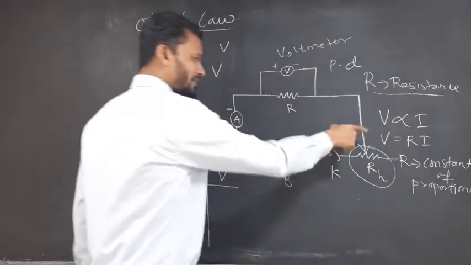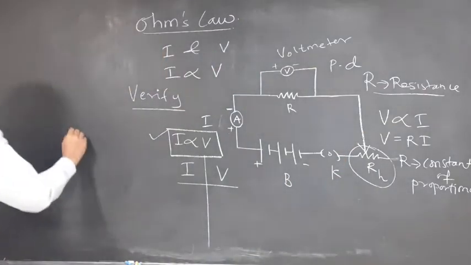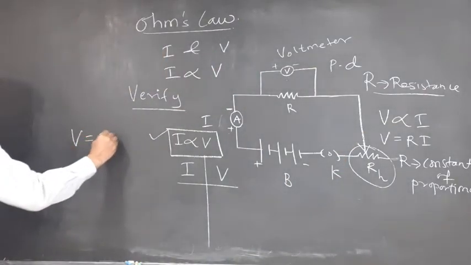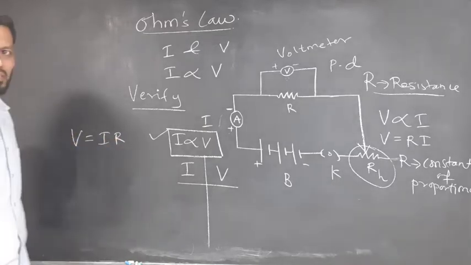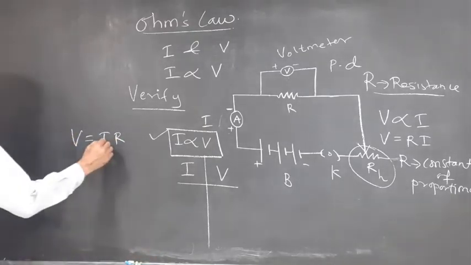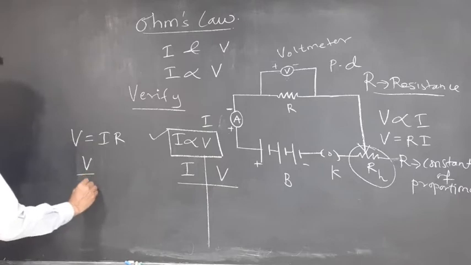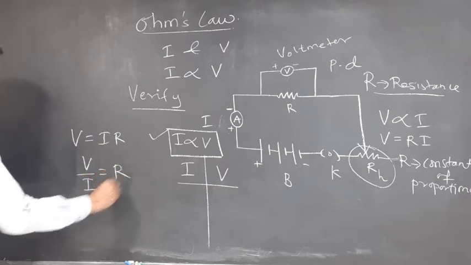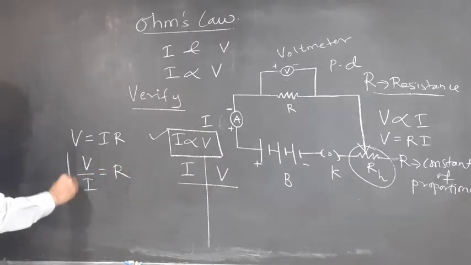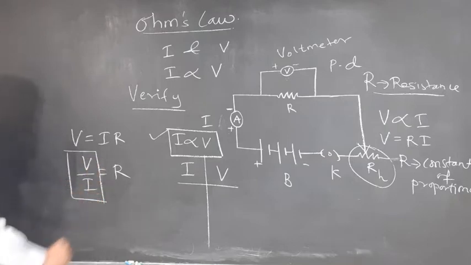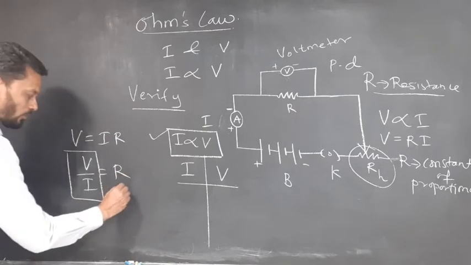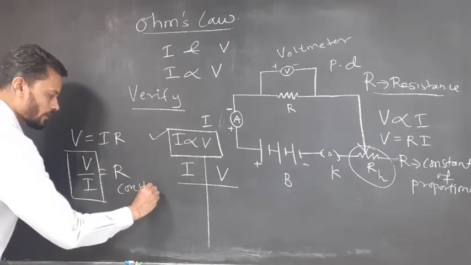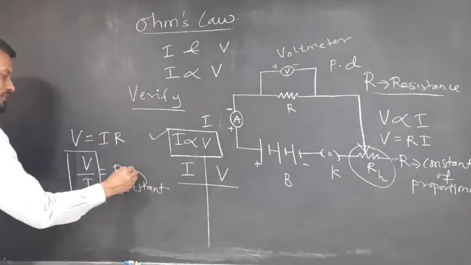So if we look at this particular equation, V equals IR, we come to know that V upon I is equal to R. That means the ratio of potential difference and the electric current across a given circuit will always be a constant. And this constant is called resistance.